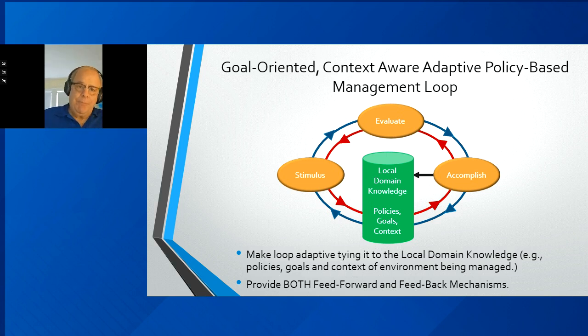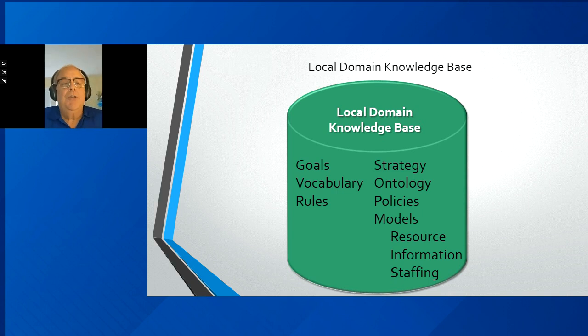So as I said, the local domain knowledge actually has a lot more in it than we had originally put in there. We're including, for example, the goals of the ecosystem being managed. And by the way, goals are not a static thing. Goals can change.